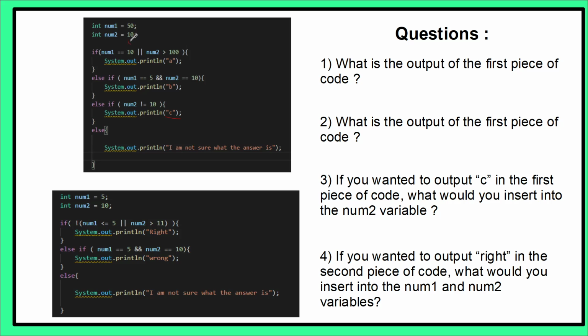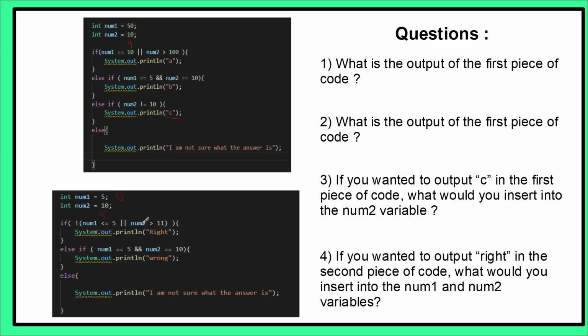So I was going to say my answer would be 9. Number 4, if you want to output right in the second piece of code, what would you insert in number 1 and number 2? Okay, so remember both of these have to be false for that to be true. So if we look here, it has to be less or equals to 5. So if we put this as 6, then that would be false.